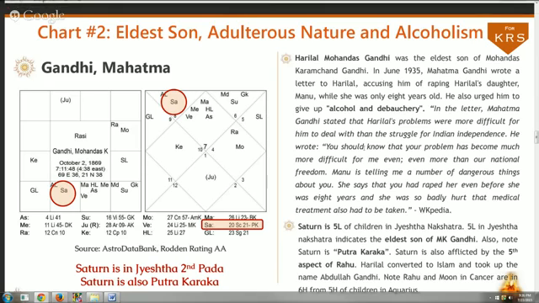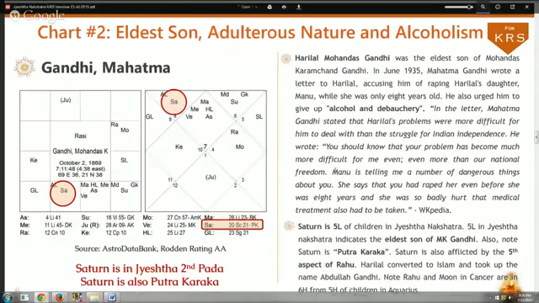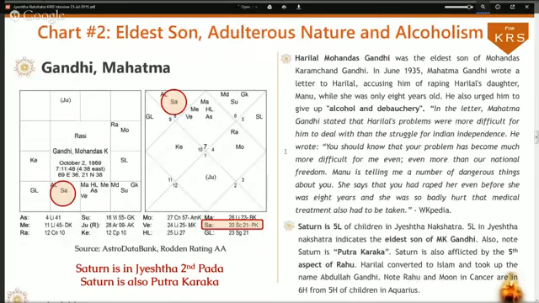Because it is sitting in Jyeshtha, he is the eldest child of Gandhi. You can read about him on Wikipedia. You will find that Harilal Mohandas Gandhi and Gandhi never got along because of his debauched nature. He was an alcoholic. He even converted to Islam, which at that point of time was a taboo for a national leader. Yes, he converted himself to Islam. So you have to read about them.